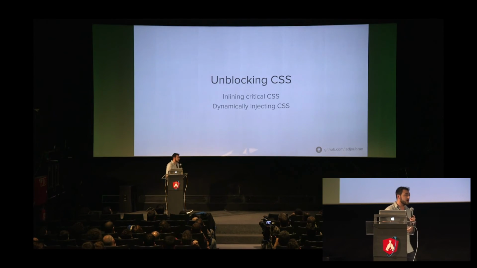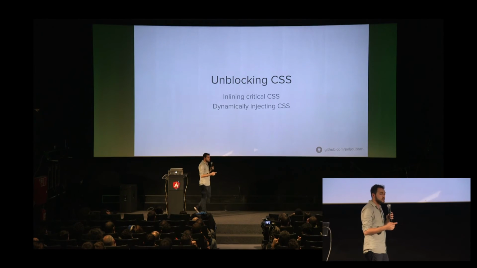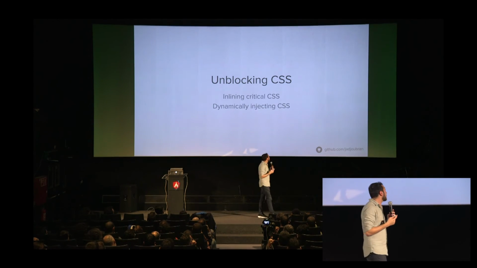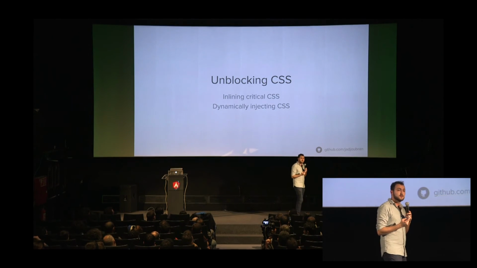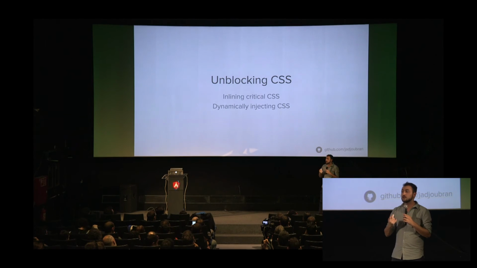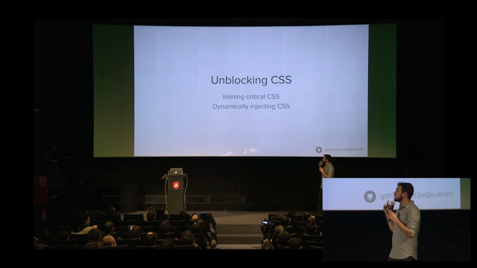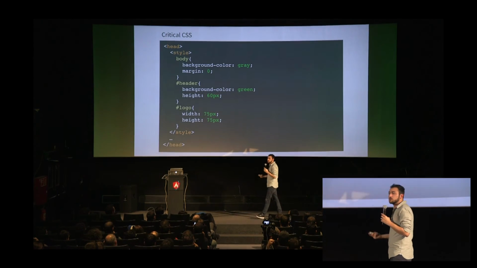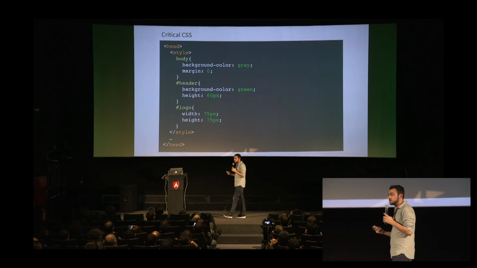All right, so how can we unblock CSS? I'm going to give you one of the strategies you can follow. First of all, you have to inline the critical CSS. So we get rid of the link rel, and then we inline CSS in there. And then for the rest of the CSS, we're going to dynamically inject it. Okay, so what do I mean by critical CSS? This is what I'm talking about.